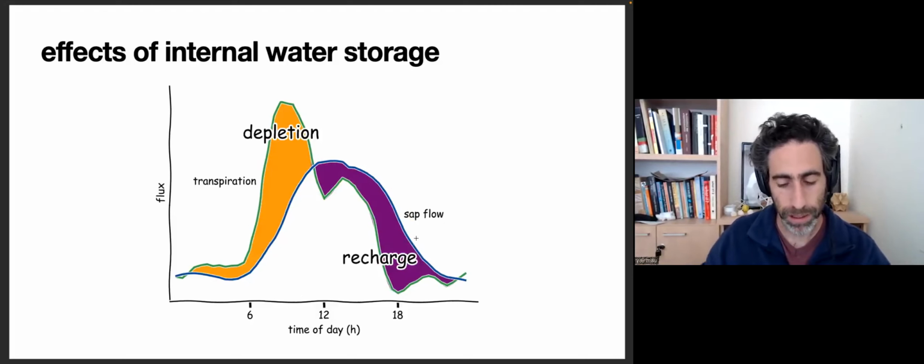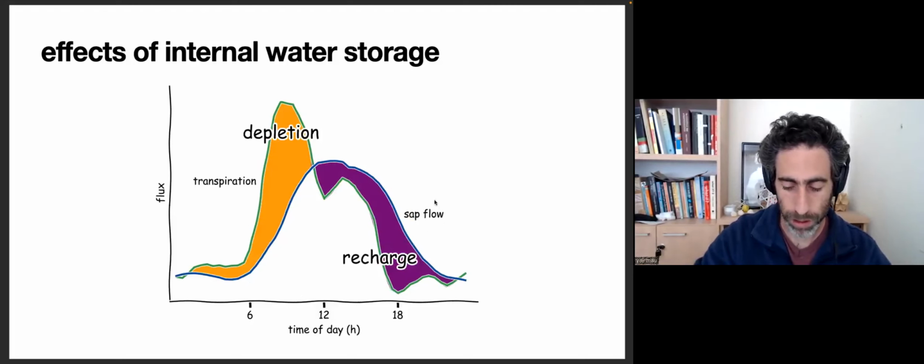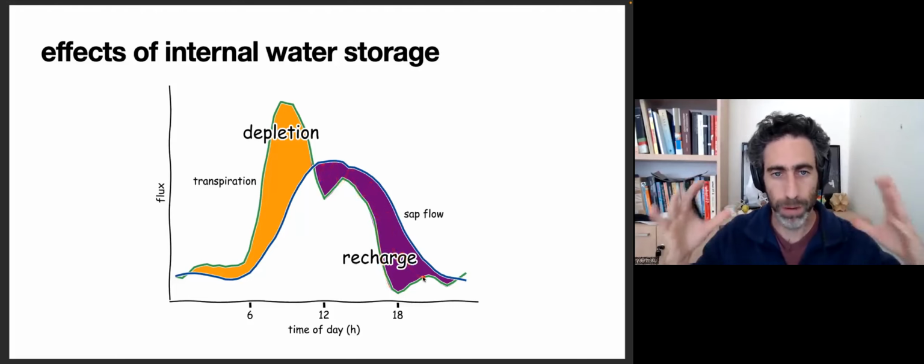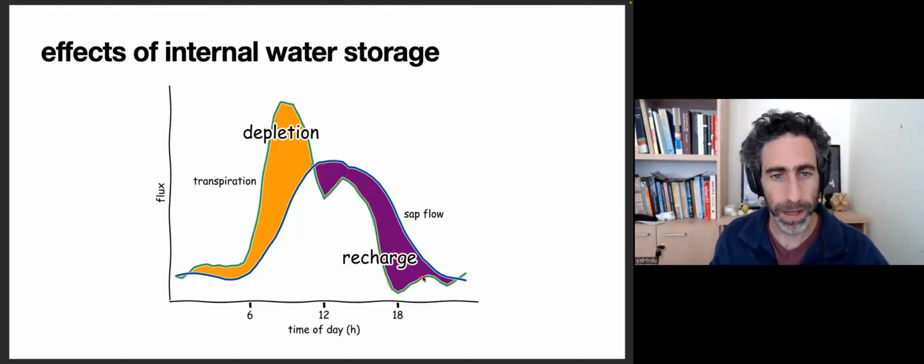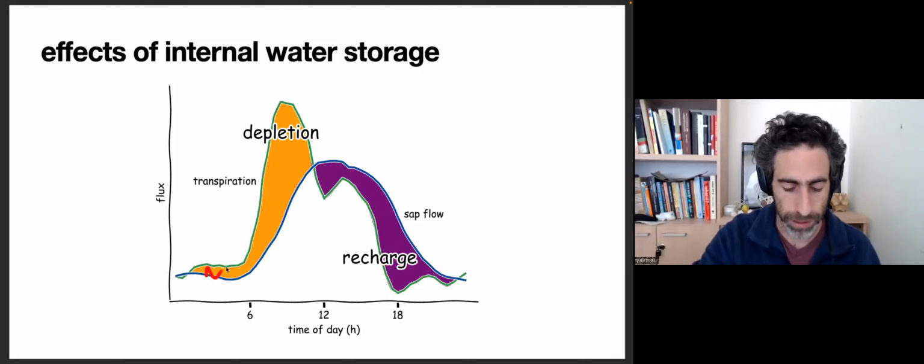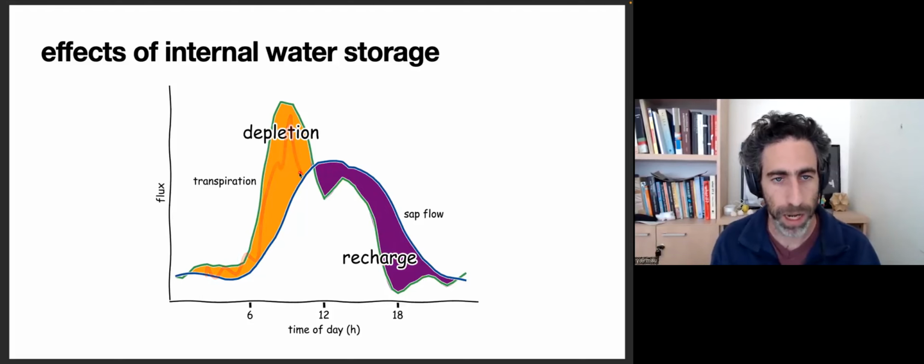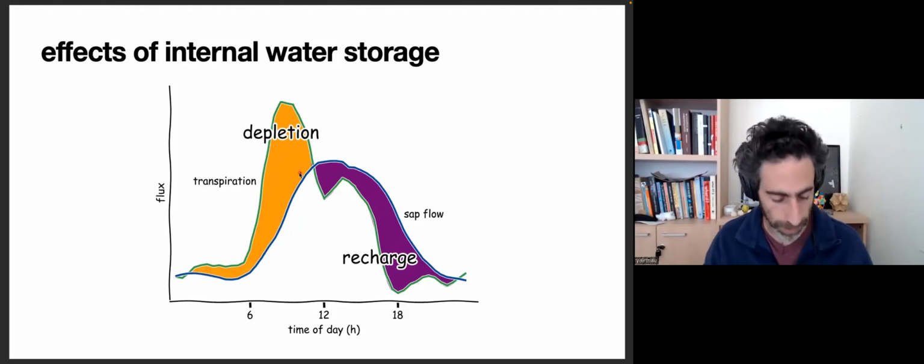And finally, when there's more water coming in than coming out, then this area here will be recharged. So my black box, my plant, is being recharged. The water will be accumulating in the tree. And the opposite here in the orange section, there's more water coming out than coming in. So we'll call this the depletion of the storage in the plant.